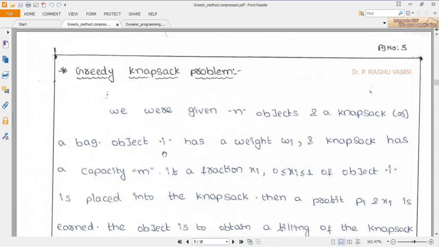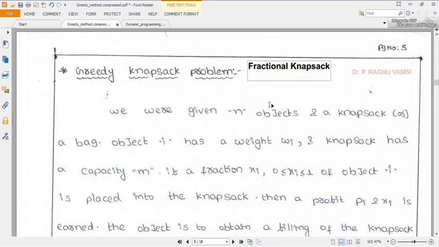Basically, in the knapsack problem, there are two categories. One is the fractional knapsack problem, and the second one is the 0/1 knapsack problem.